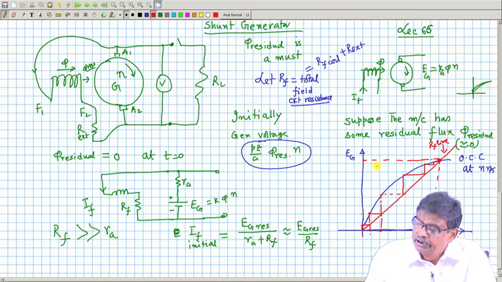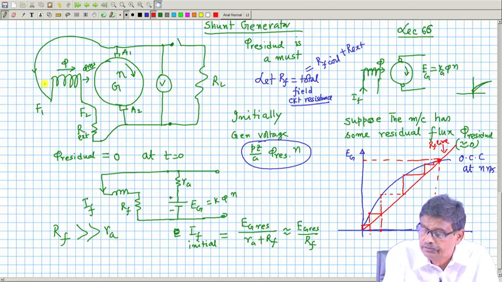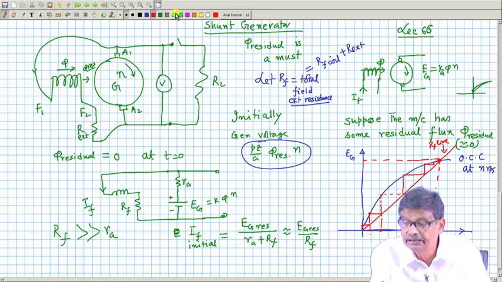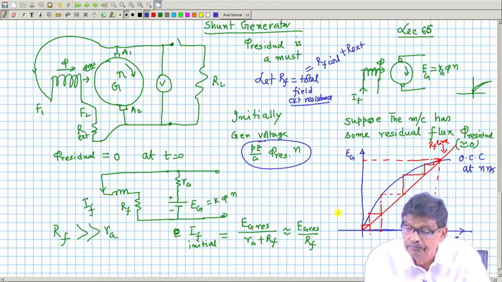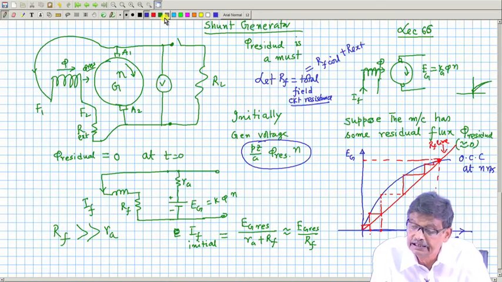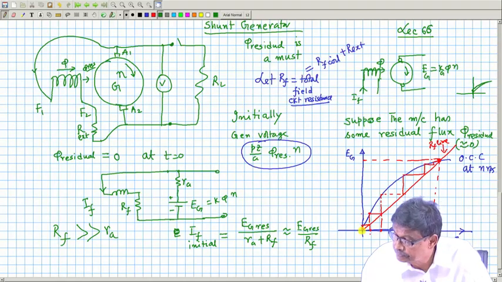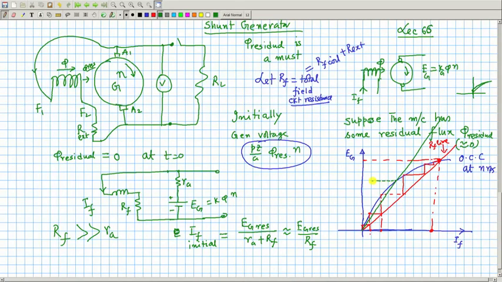So, mind you, a shunt generator can generate a voltage at only one point. Suppose somebody connects a very high resistance in series with the field coil, such that the new field resistance becomes say this much, then only this much voltage will be induced. RF is increased. If you increase RF further, it may go like this, no point of intersection.